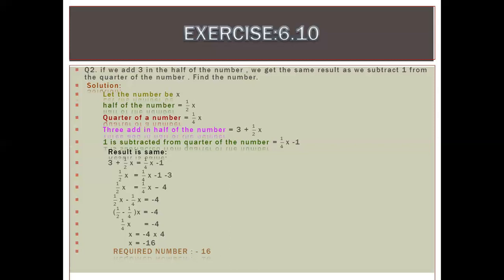To the left side, x is divided by 4. When we shift 4 to the other side, what will happen? We multiply it. Minus 4 multiplied by 4 is minus 16. According to the question, the required number is minus 16.